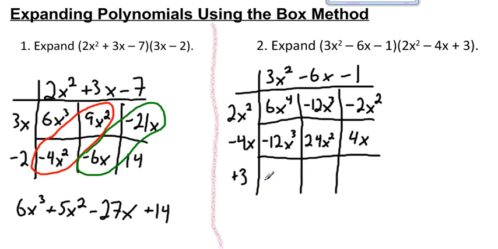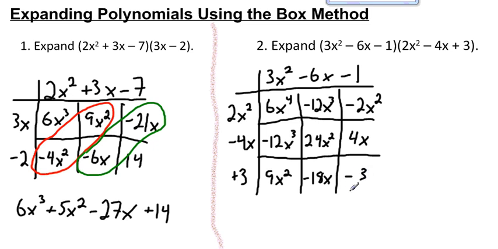And then our last row, in the first box here, we have a 3 to the left, a 3x squared above. So 3 times 3x squared is 9x squared. For our next box, we'll multiply 3 by negative 6x, which will give us negative 18x. And our last box, we're going to multiply 3 by negative 1, which is negative 3.